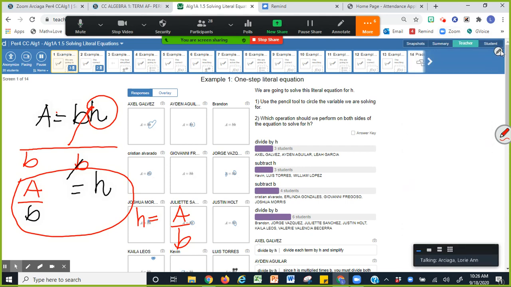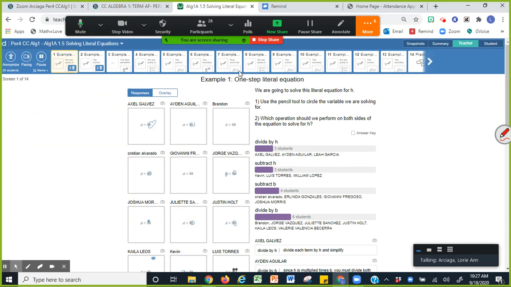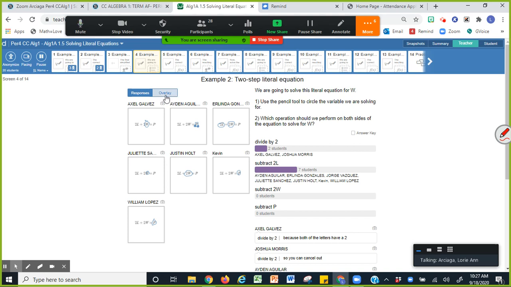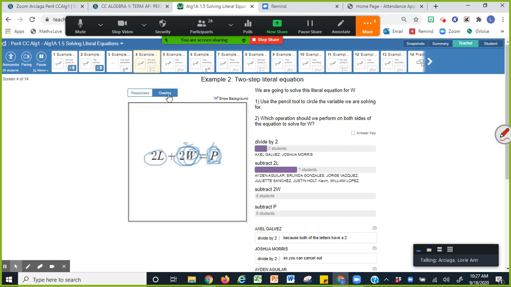All right. Now let's move on to the next example, which can be found on example number 4. The equation is 2L plus 2W is equal to P, and we are solving for W, right? Since it's a group of a variable and a constant, we're going to leave the 2W there first, and we're going to remove the 2 later.